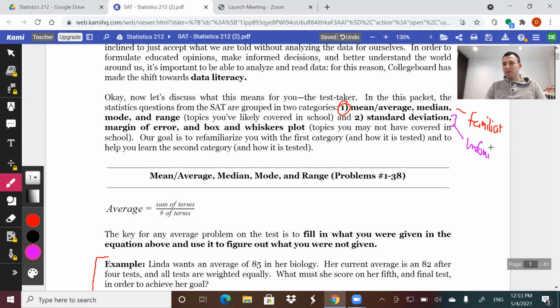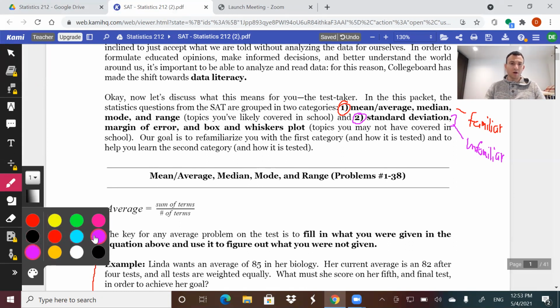Interestingly, what the test does is it manages to make the familiar unfamiliar sometimes, if you're not used to how they ask problems and how they present data. And the unfamiliar is something that is easy enough once it becomes familiar. So with no further ado, let's look at the familiar first and see what it looks like on the test. I'll present a couple examples, then we'll try a few practice problems.